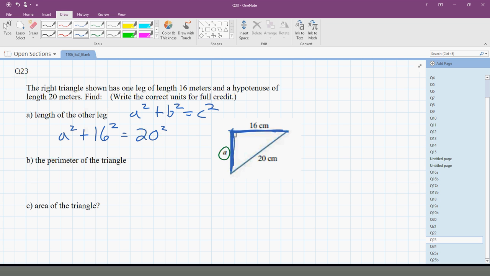So what is 16 squared? Okay. What is 20 squared? 400. Okay. So now we want to get the A by itself, so we will subtract 256 from both sides. Okay. So when we take 400 minus 256, what do we get?